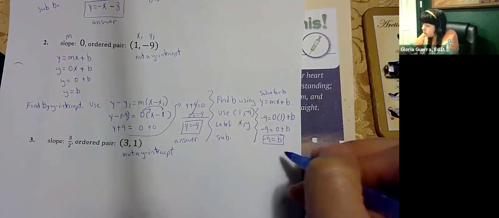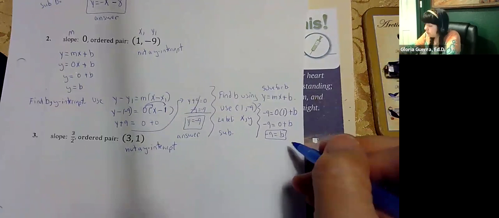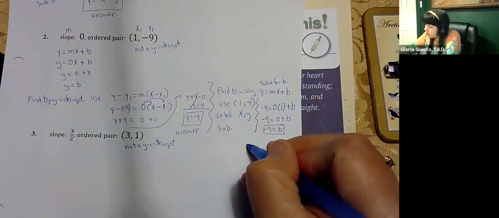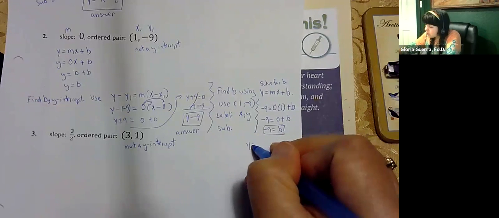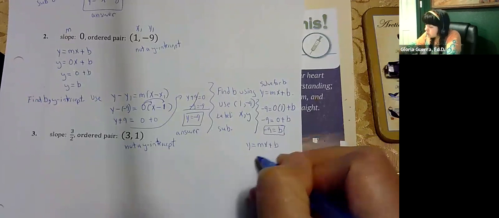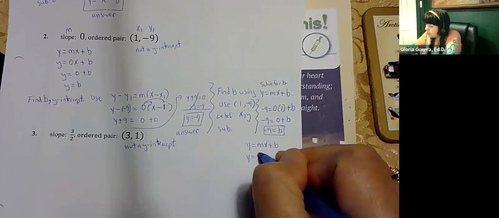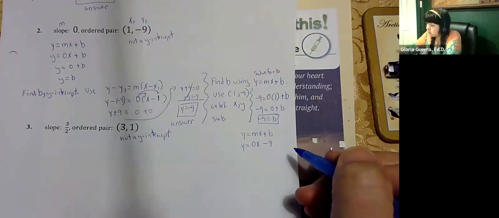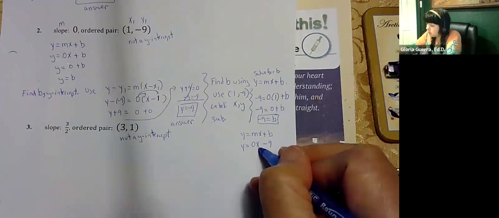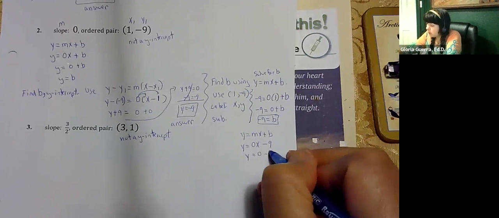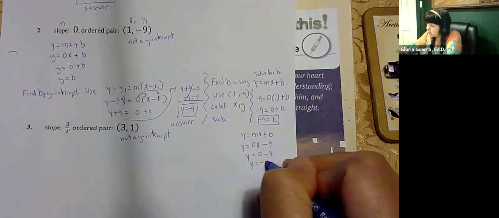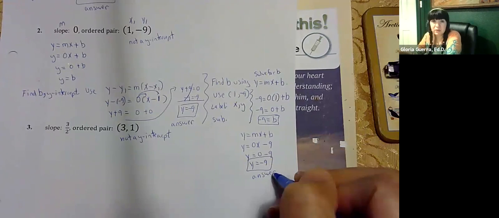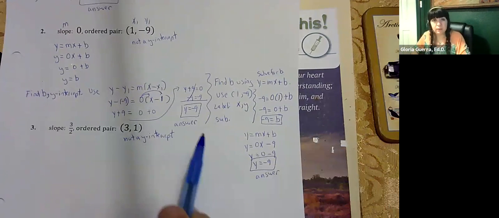So there's your b. Now when you plug it in, y equals mx plus b, y equals 0 times x, and b is -9. Anything times 0 is 0, so this just disappears. 0 minus 9, so y equals -9. And there's your answer. We get the same answer as before.